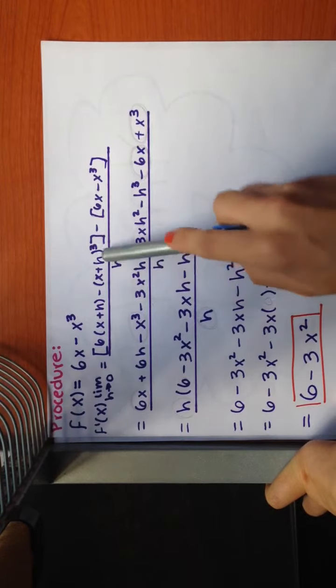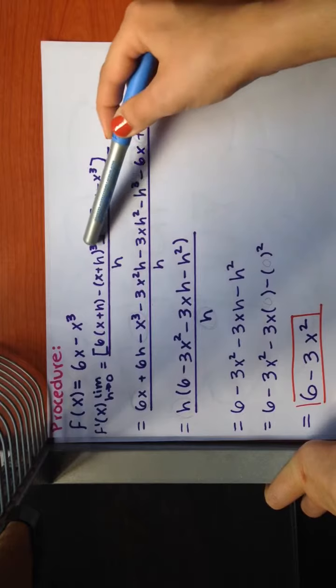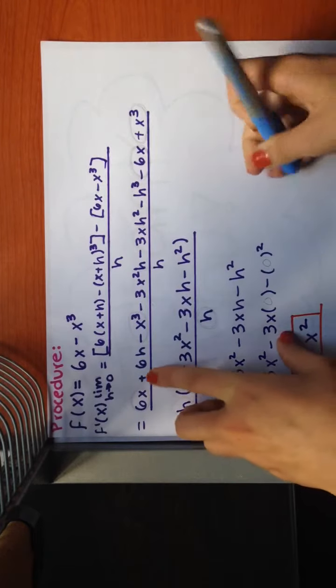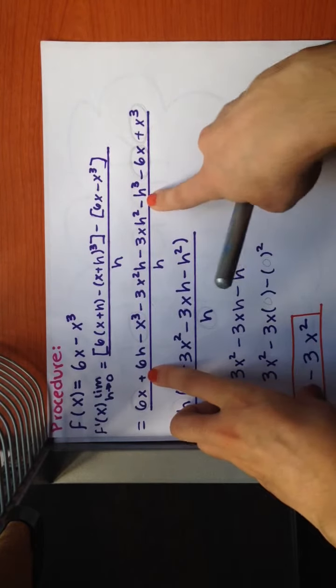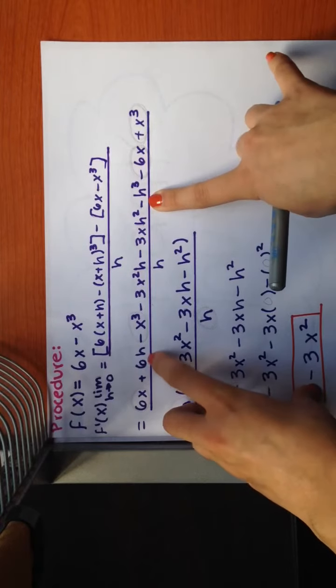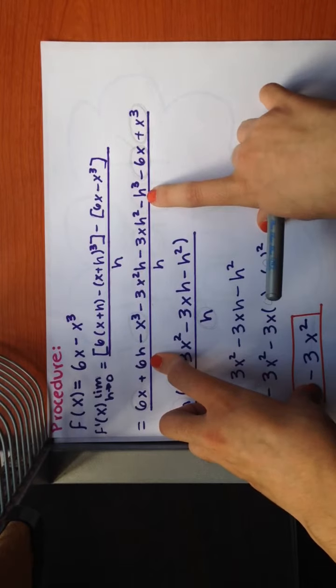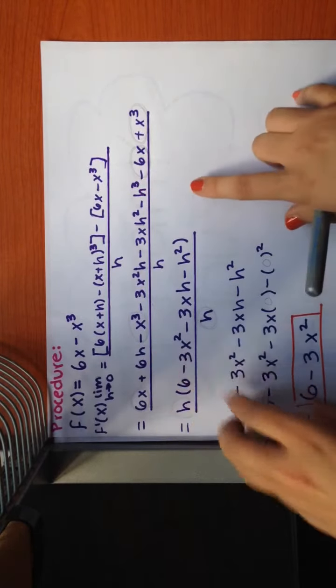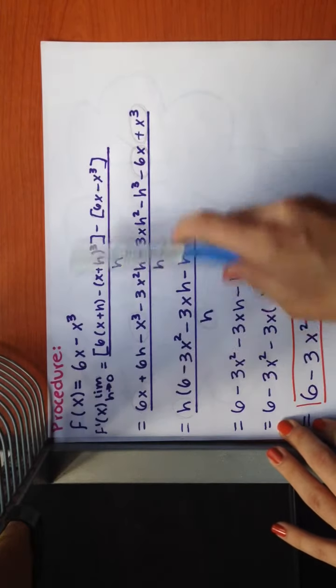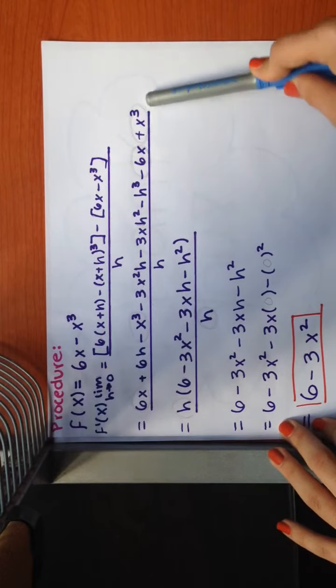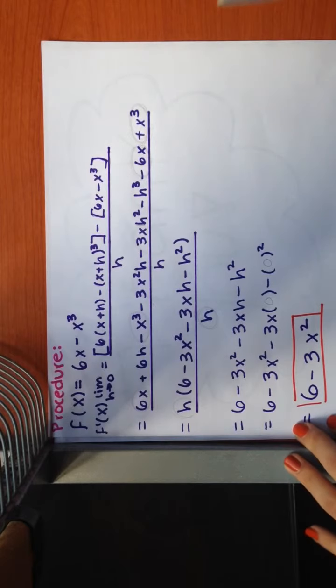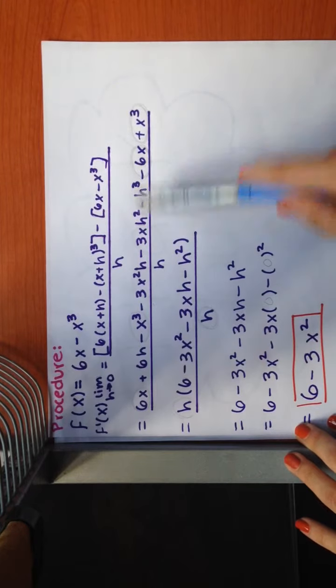When a parenthesis is elevated to the third power, this will be the result, plus 6h minus h elevated to the third power. When you do FOIL, this will be all the result. Again, remembering to divide everything by h.